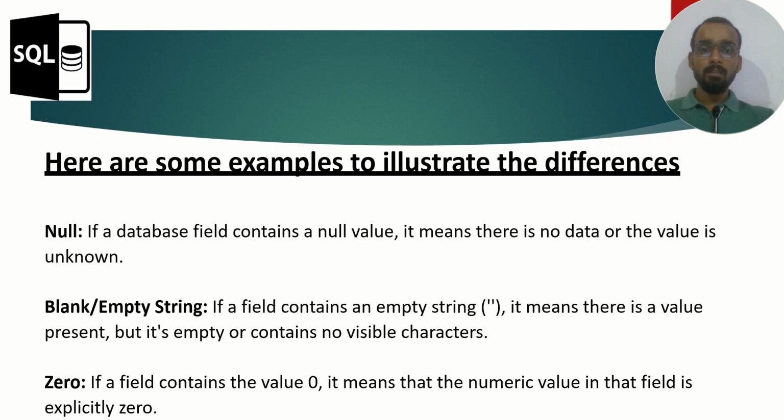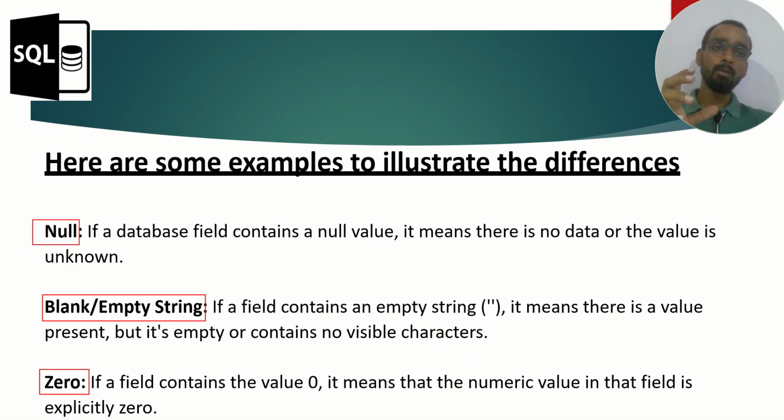So I have mentioned over here null, blank, empty string, which are synonyms, and then zero. For zero, we know it is a numeric value, so don't get confused over there, and it contains only zero. And the most crucial part is null. So let's get started with this.